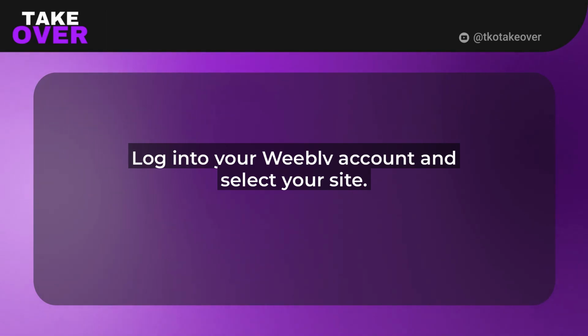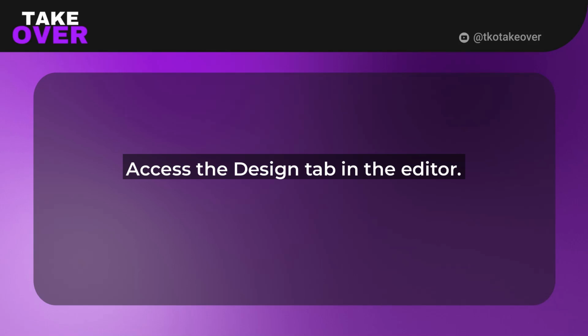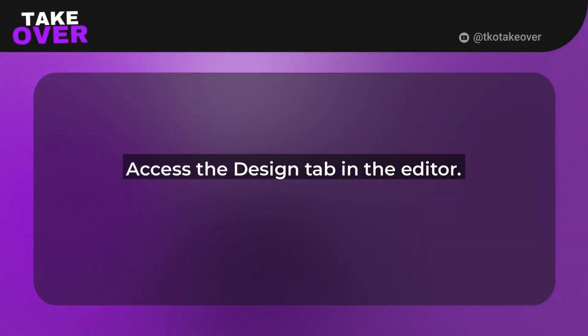First, log into your Weebly account and select the website you want to edit. Once you're in the dashboard, click on the Edit button to open the site editor. Now, head over to the Design tab at the top of the screen. This is where the magic happens.